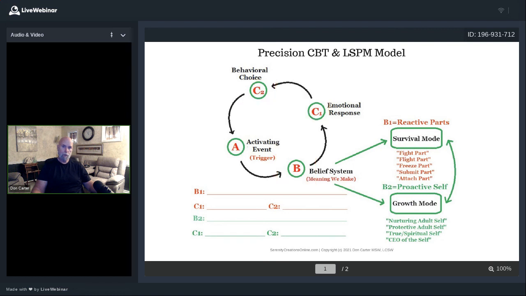So whenever I'm triggered and I don't like my emotional response or my behavioral choice, I have to look at what part just got triggered. Was it my fight part, flight part, freeze part, submit part, or attachment part? If it was attachment, it's about relationship and connection. If it's submit, it's about not feeling good enough. If it's freeze, it's anxiety and fear. If it's flight, it's being trapped and wanting to get away. And if it's fight mode, then there's anger and criticism there, and I lash out or I lash in at myself.